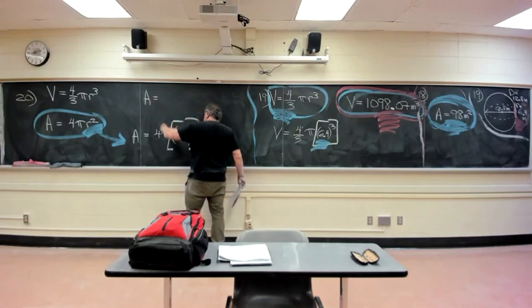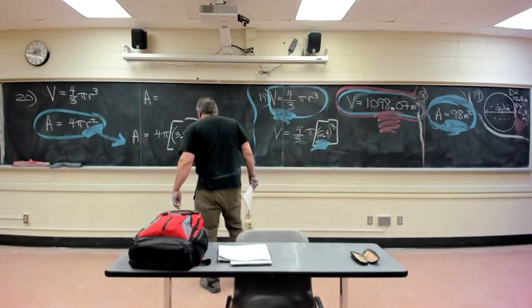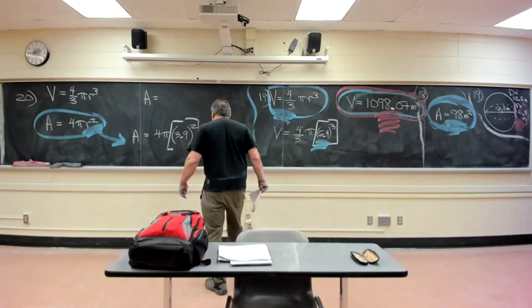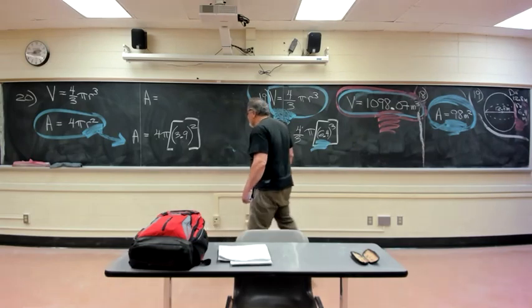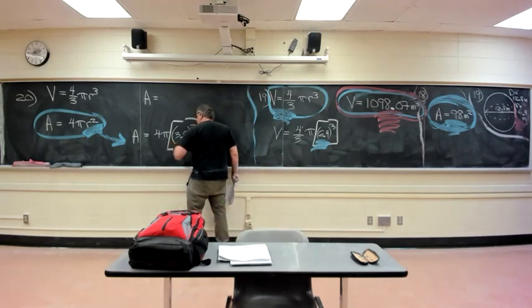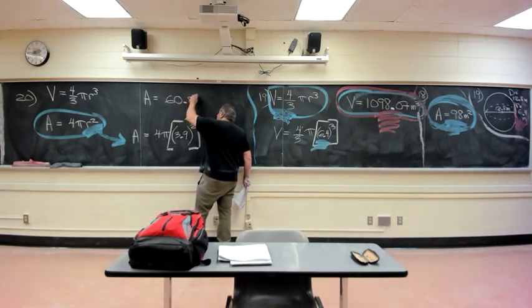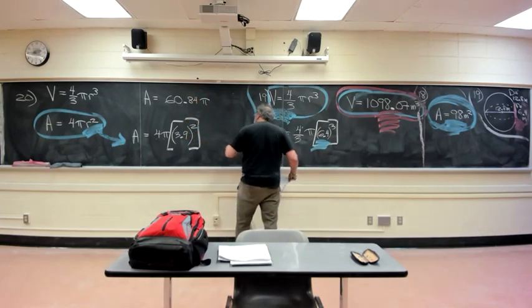It's going to be 15.21 times 4. Let's see here exactly what's going on with that. I want to make sure. Right. I'm going to say 15.21 times 4 is 60.84 times pi. What do they got here? Centimeters.